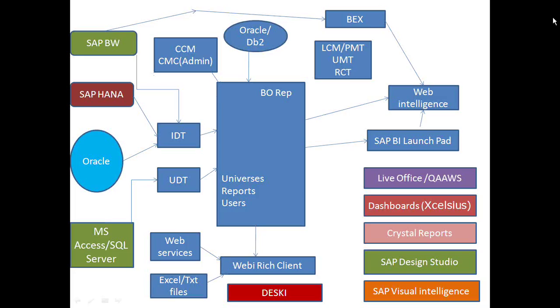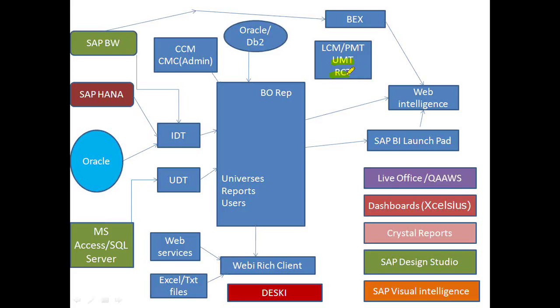The Upgrade Management tool is another tool. UMT, Upgrade Management, is a tool with which we can migrate 3.1 reports to 4.0 and 4.1, and we'll see that. And we'll also discuss the challenges we face when we migrate from 3.1 to 4.0.